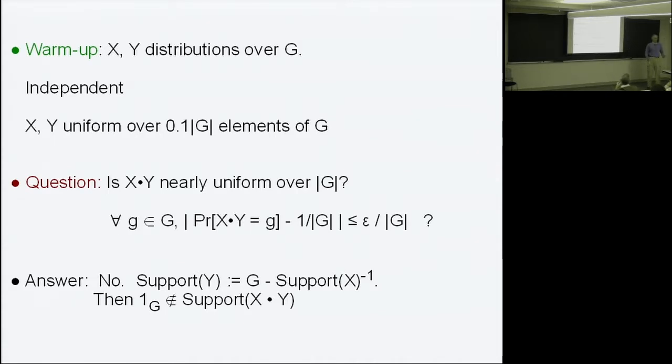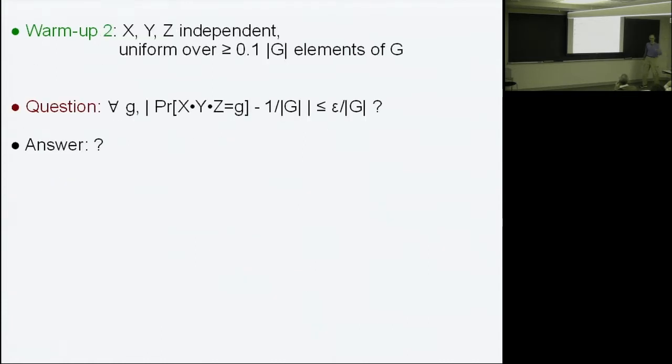Okay, good. So now let's think of three distributions. Two don't work. So again, you have three distributions x, y, z that are uniform over a constant fraction of the elements of the group, and they are independent. Do you get this L-infinity bound? And the answer here is more complicated.